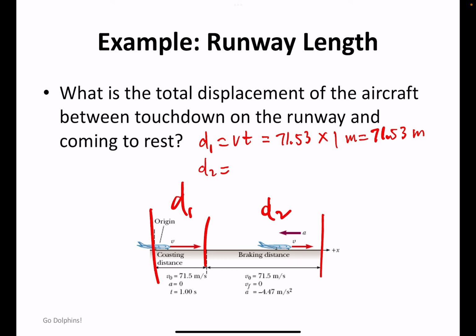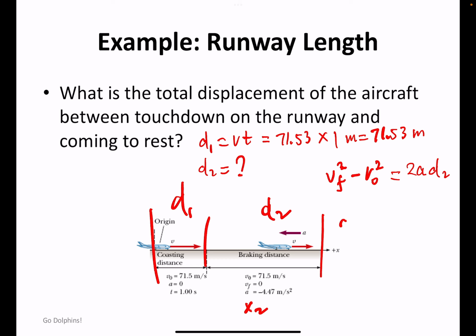D2 is a constant acceleration motion with initial speed 71.5, final speed 0, acceleration minus 4.47, and we are looking for displacement. So we need to check which equation has this. Of course, we're experts now. It's final speed squared minus the initial speed squared equals 2a d2. You can also call it x2.